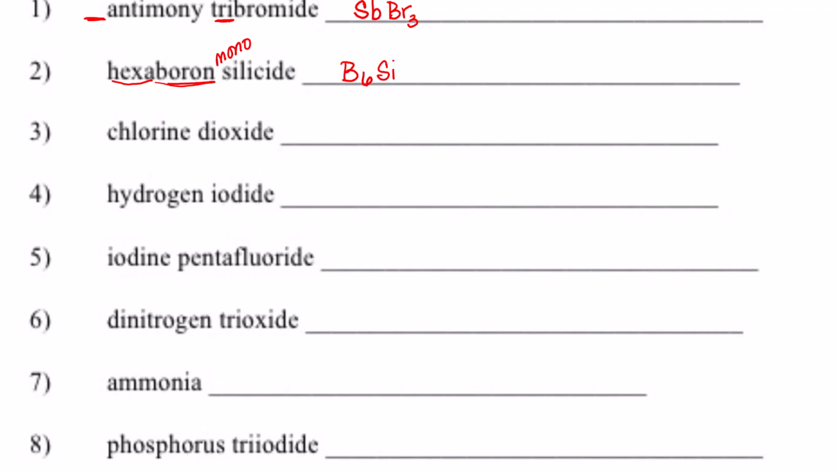Next, chlorine dioxide. Chlorine, Cl. There's no prefix, so that is a 1 subscript. Oxide is oxygen, O. Prefix is di, which stands for 2, so ClO2. Pause the video, finish 4 through 8, and then check your answers.